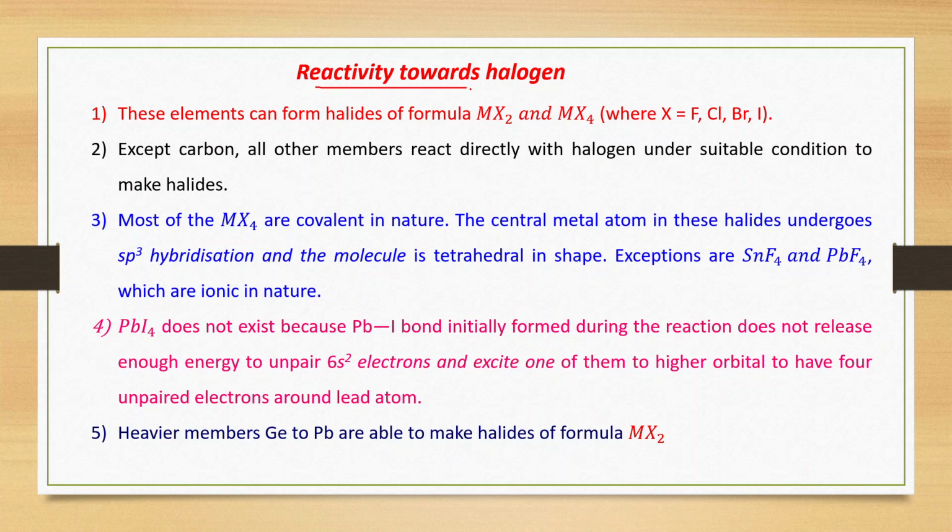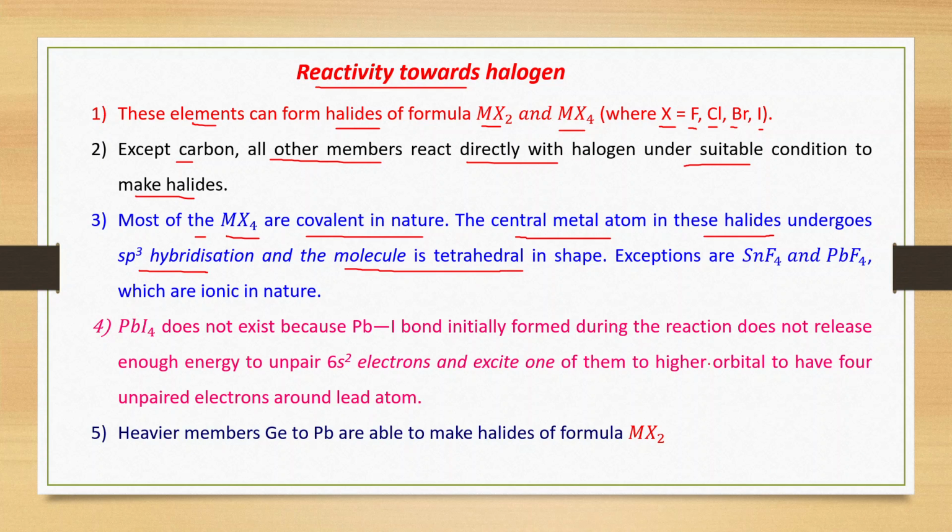Now, reactivity towards halogen. These elements can form halides of formula MX2 and MX4, where X is F, Cl, Br and I. Except carbon, all other members react directly with halogen under suitable conditions to make halides. Most of the MX4 are covalent in nature. The central metal atom in these halides undergoes sp3 hybridization and the molecule is tetrahedral in shape. Exceptions are SnF4 and PbF4, which are ionic in nature.